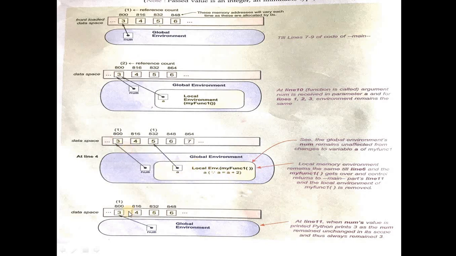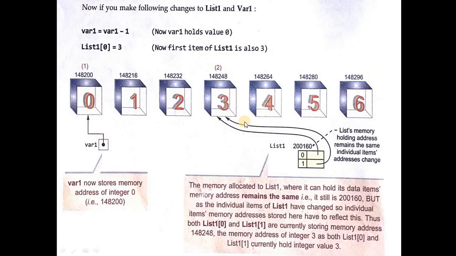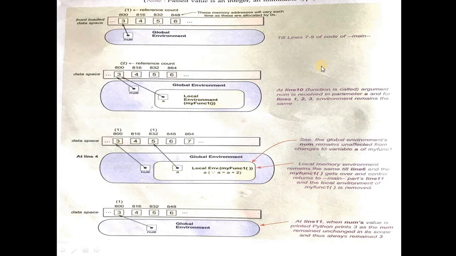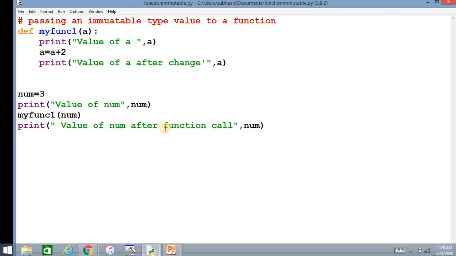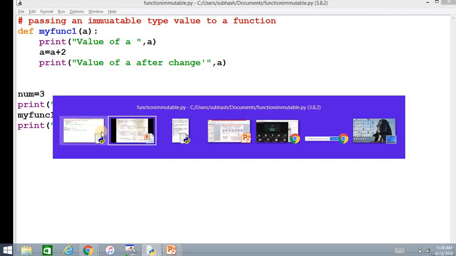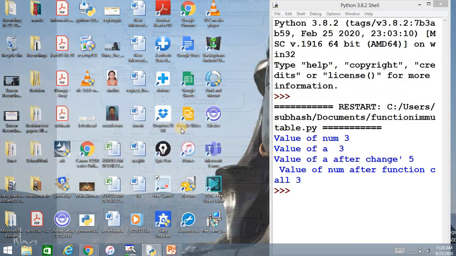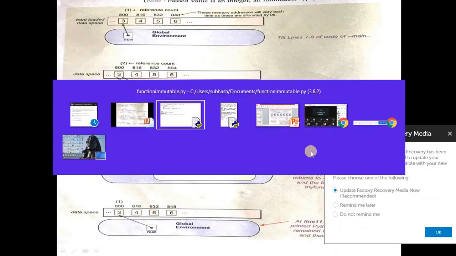Now coming back to the main program, you will come in the global environment, and in the global environment you are asking to print num, so it is printing the 3 only. So this is what is happening, isn't it? That's what is happening. This output you are getting, the last value you are getting as 3 only.